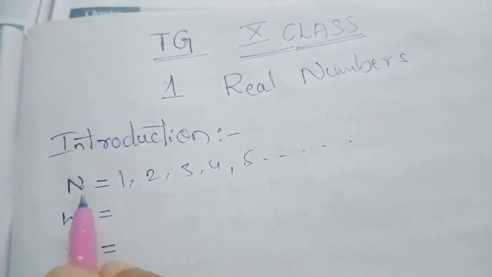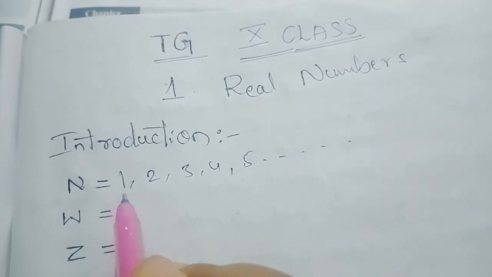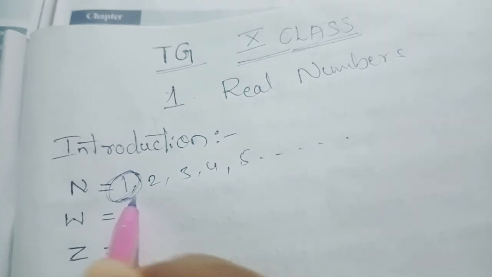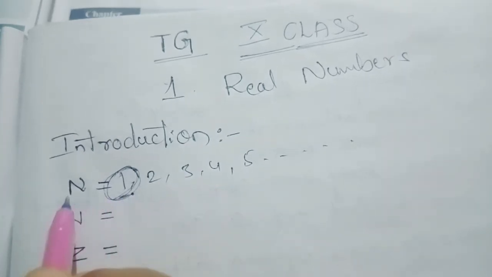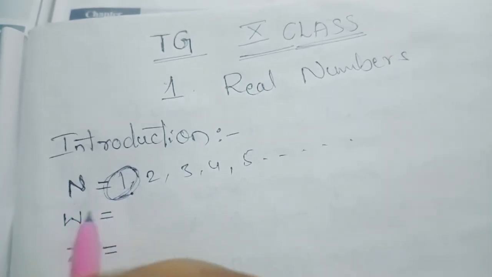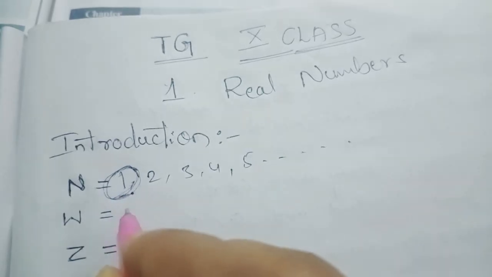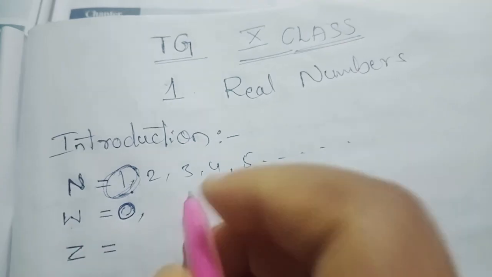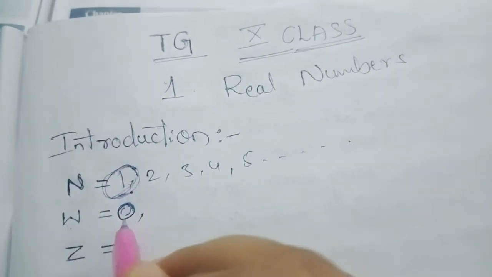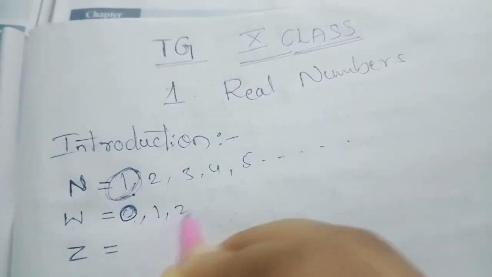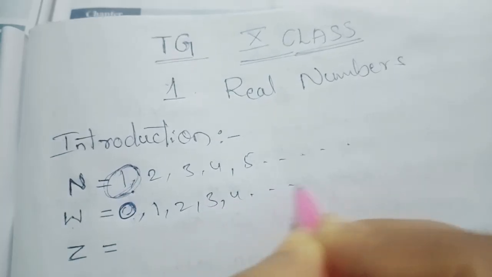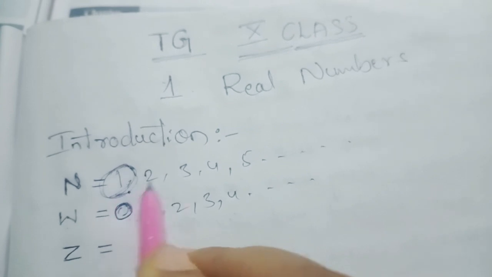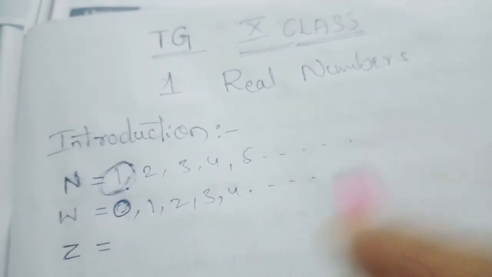What is the smallest natural number? That is 1. The smallest natural number is 1. Okay, we can add 0 to the natural numbers, and that is called whole numbers. Whole numbers start 0, 1, 2, 3, 4, and so on, while natural numbers start 1, 2, 3, 4, 5, 6, 7, and so on.